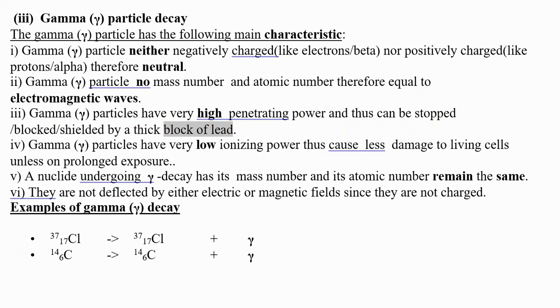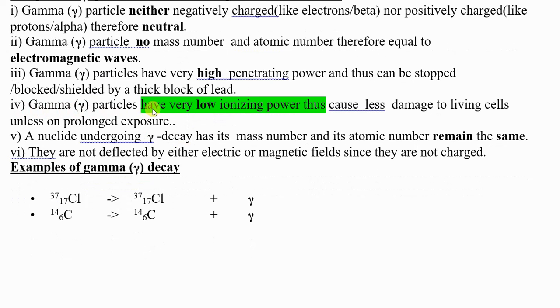Very high penetrating power. But like I was saying, the gamma particles have very low ionizing power, thus cause less damage to living cells. A nuclide undergoing Y, we use this sign here.